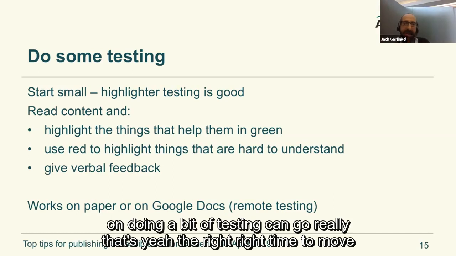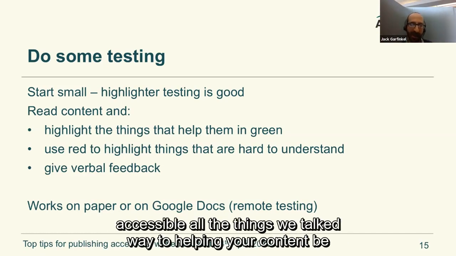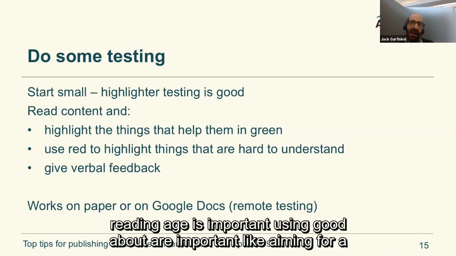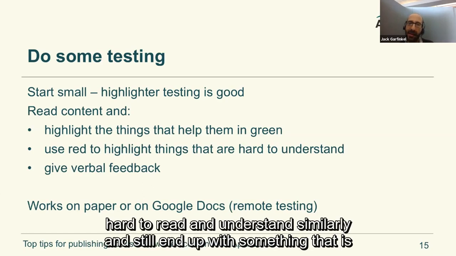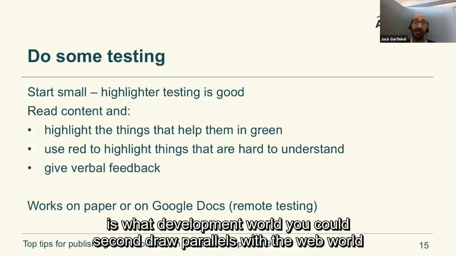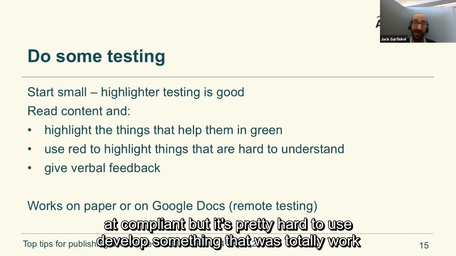Doing a bit of testing can go a really long way to helping your content be accessible. All the things we talked about are important, like aiming for a reading age, and using good semantic structured headings. You can do all those things and still end up with something that is hard to read and understand. Similarly, to draw parallels with the web development world, you could develop something that was totally WCAG compliant, but it's really hard to use.